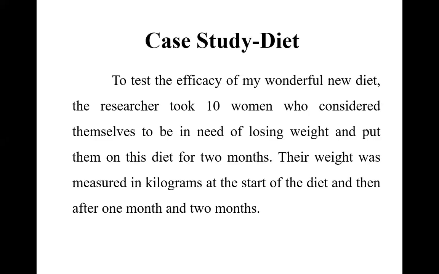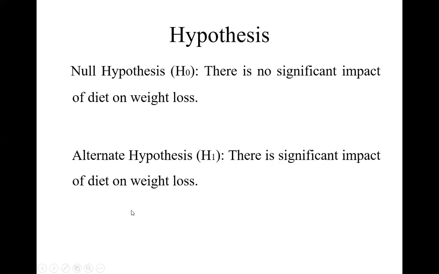So in this case, I will take a case study to explain the Friedman ANOVA to test the efficacy of my wonderful new diet. The researcher took 10 women who considered themselves to be in need of losing weight and put them on this diet for 2 months. Their weight was measured in kilograms at the start of the diet and then after 1 month and after 2 months. Now, how to develop the hypothesis for this?